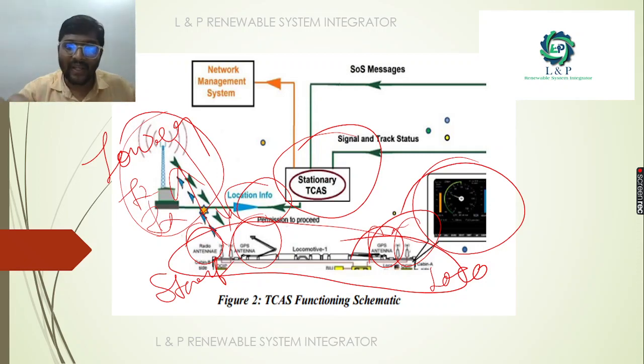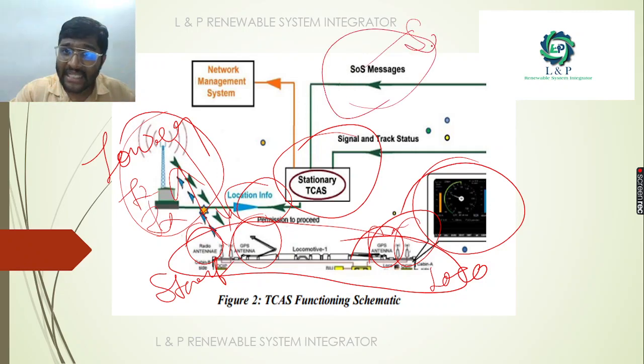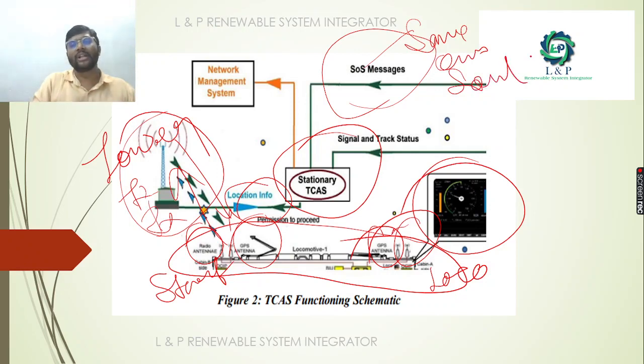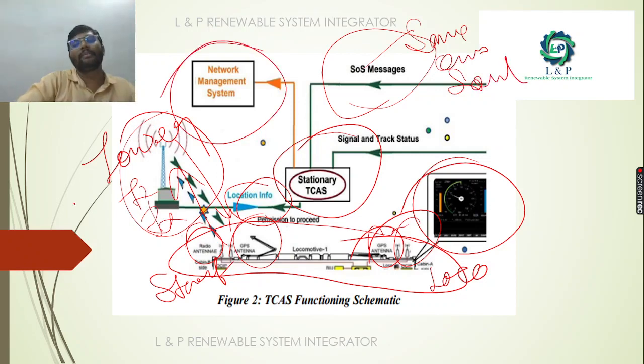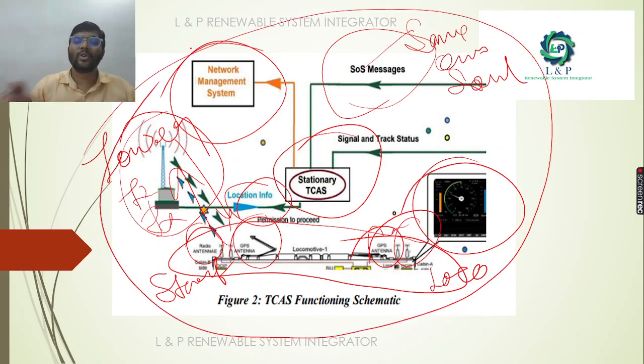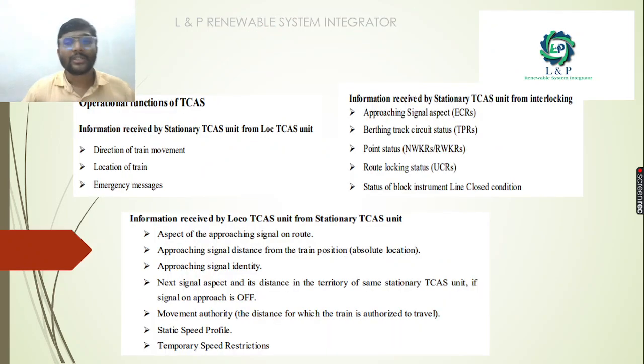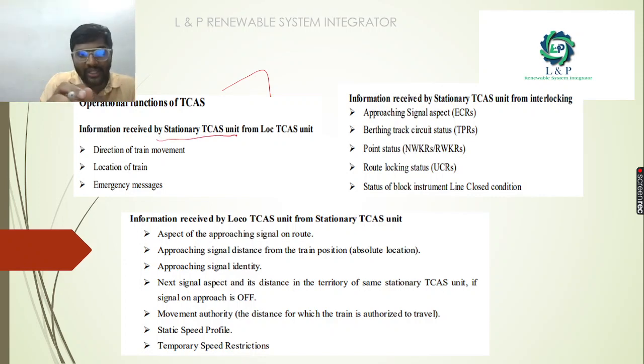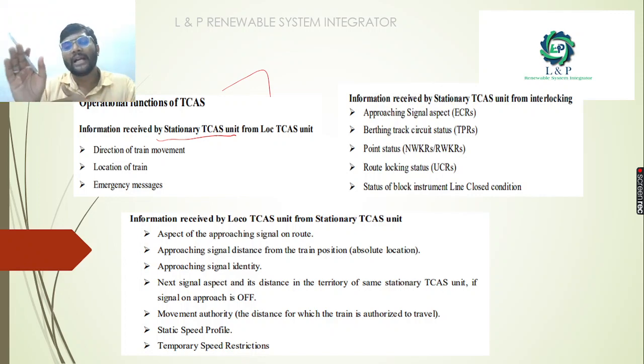If any sort of issue occurs, we get the signal, the track status and, most importantly, any save our souls messages. With the help of the network management system we manage the entire train collision avoidance functionality. So what are the operational functionalities of this system? First and foremost, we will get the information from the stationary train collision avoidance system unit and from the loco train collision avoidance unit.